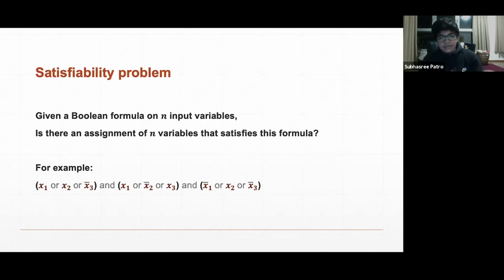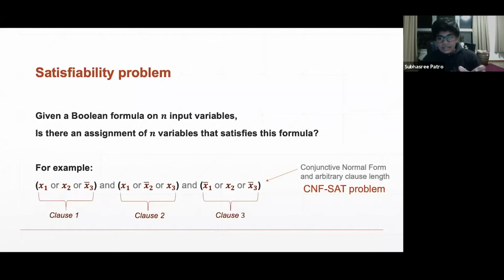Say this is a formula on 3 variables, and if we set the variable values to say 0, 0, and 1, the formula is clearly not satisfied. But if I change the x3 value to 0, now the formula becomes satisfied. Now, if the formula is in conjunctive normal form, that is, the clauses are connected by and, and the variables inside the clause are connected by or, then we call this a CNF SAT problem.